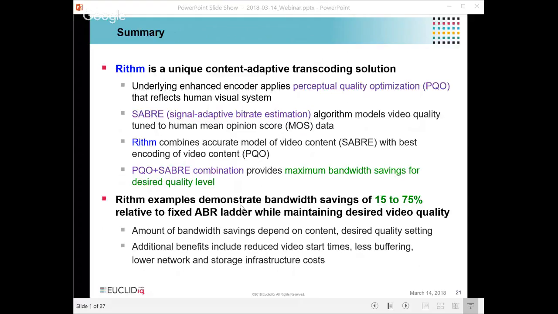The ABR streaming examples that I showed in this talk demonstrate Rithm's potential bandwidth savings of 15 to 75% relative to a fixed ABR ladder while maintaining desired video quality. As with all content adaptive transcoding solutions, the amount of bandwidth savings Rithm can provide depends on the video content as well as the customer's desired quality setting. Besides bandwidth savings, additional benefits from applying Rithm include reduced video start times, less buffering, and lower network and storage infrastructure costs.